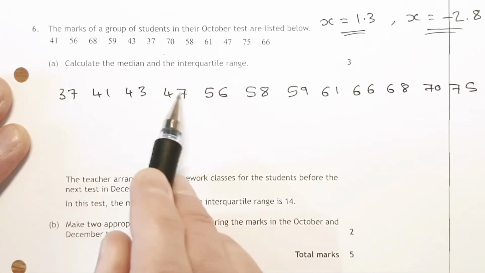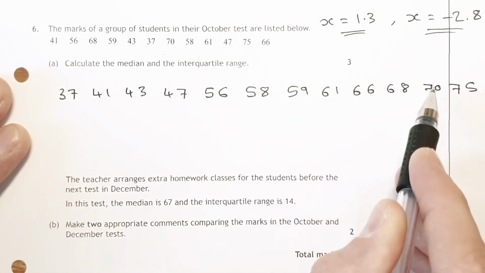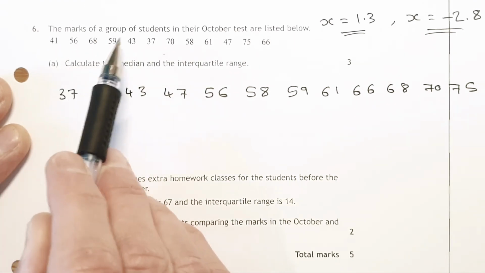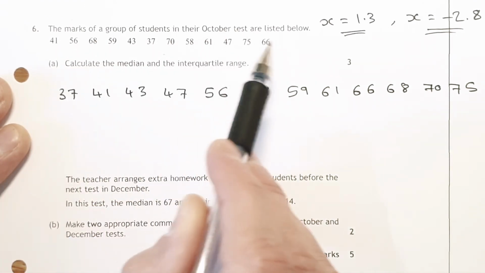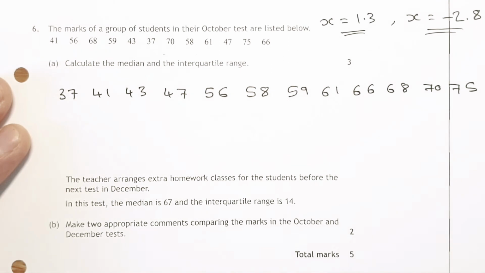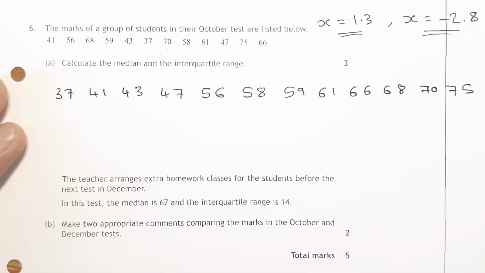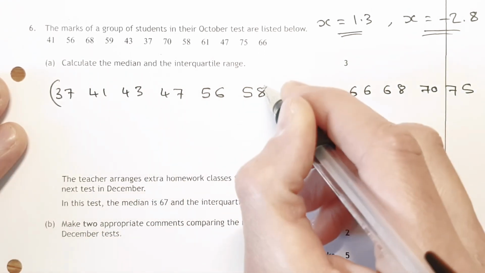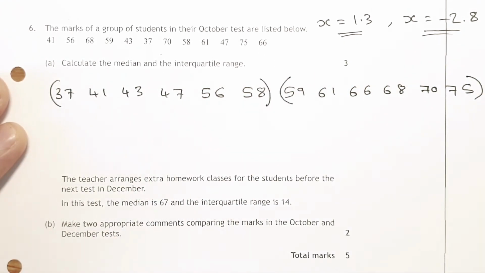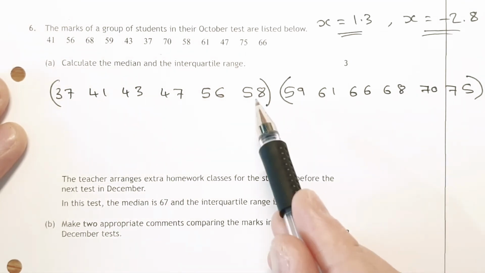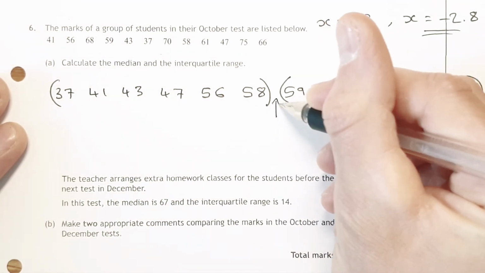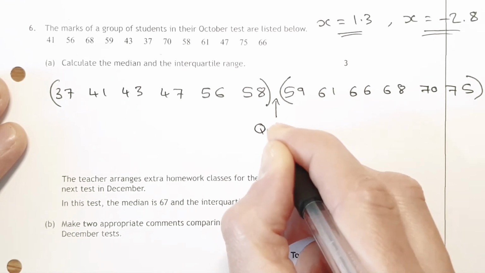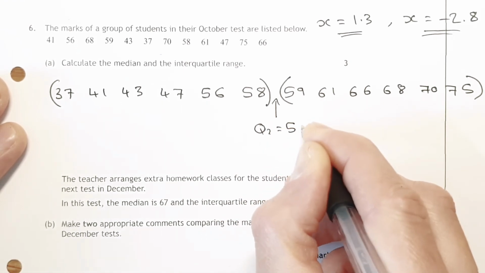So I've got 1, 2, 3, 4, 5, 6, 7, 8, 9, 10, 11, 12. Right, so I haven't missed anything out. Now, we're asked to find the median, that's the middle value. Well, if you've got 12 items of data, half of 12 is 6. So we're going to split it into two groups of 6. So it's in the middle of 58 and 59. So that has to be the median, which is Q2 equals 58.5.